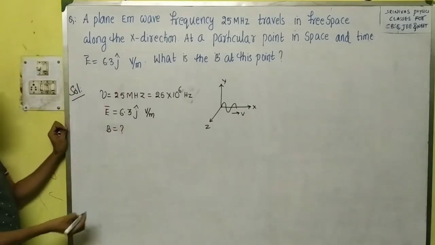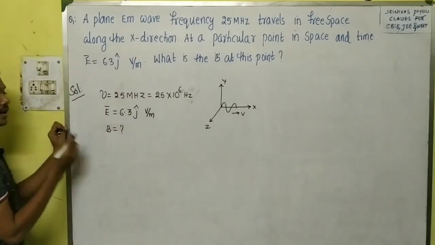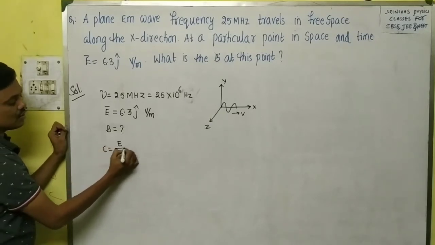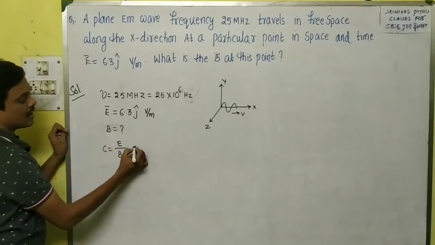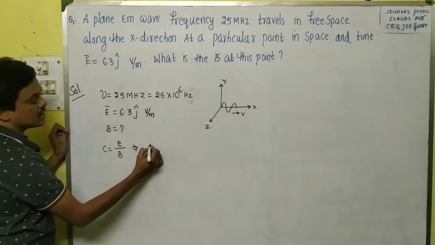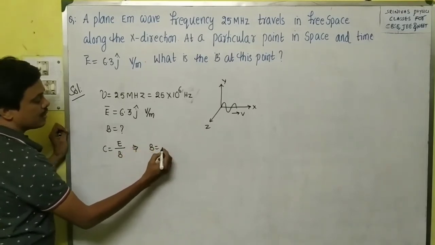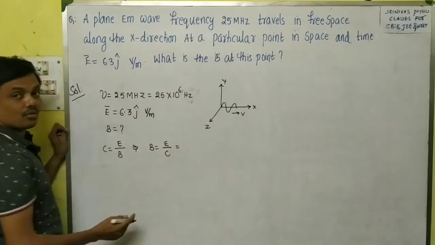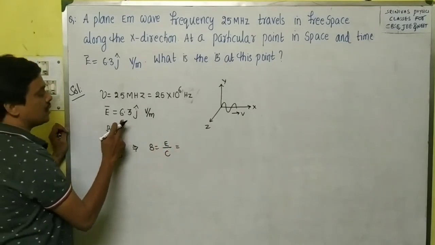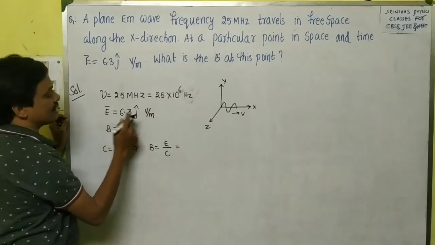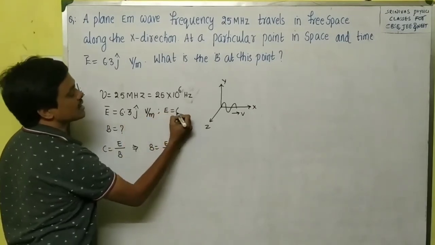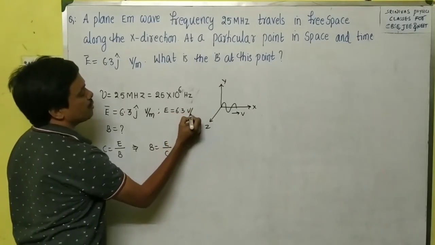It is very simple to find out. The electromagnetic wave travels with the speed of light. We write C is equal to E by B. From that I want to find B, so we write B is equal to E by C. What is the value of E? E is in vector form, but the E magnitude you will get is 6.3 volt per meter.